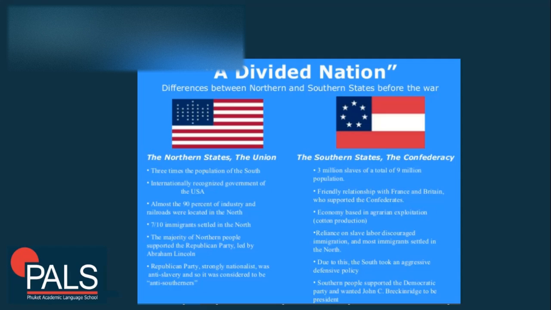Economy based in agrarian exploitation or cotton production. Reliance on slave labor discouraged immigration, and most immigrants settled in the North. Due to this, the South took an aggressive defensive policy. Southern people supported the Democratic Party and wanted John C. Breckinridge to be the president. So, as you can see, they're benefiting so much on slavery. That's why they don't want to give it up.